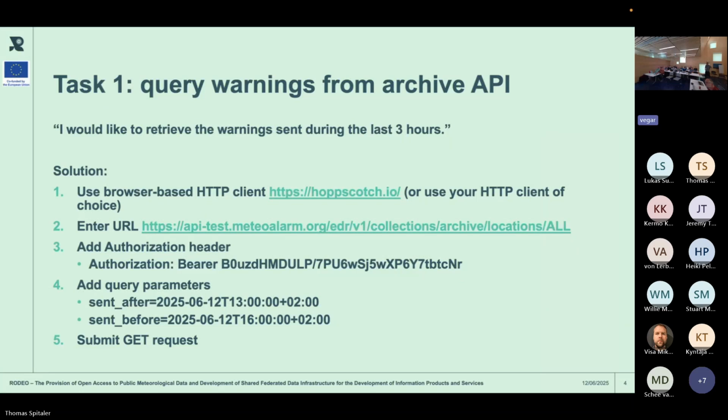Maybe one thing to mention is that the last part of the URL is locations/all. All could be replaced by any country code, like HU, AT, whatever. If you happen to have some warnings in your test system, then you could reach only those like that. So all represents all of Europe.